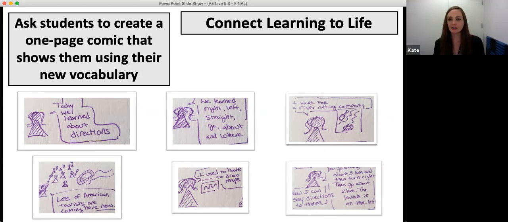Awesome. I think this is a great reflection piece as well, because the student can understand where they started in this language learning process and where they are now. At first, they had to draw directions for the tourists that came in, but now they can actually explain with the new direction words that they learned.